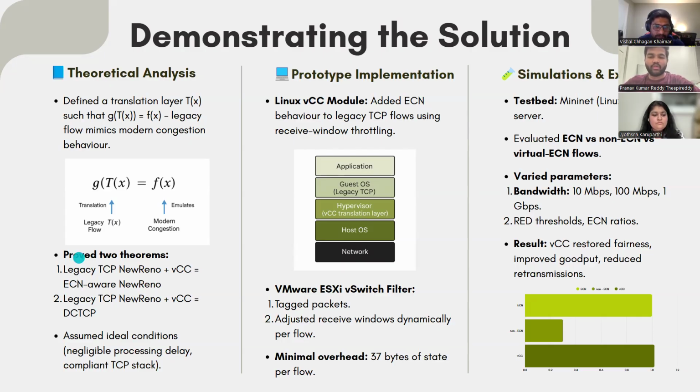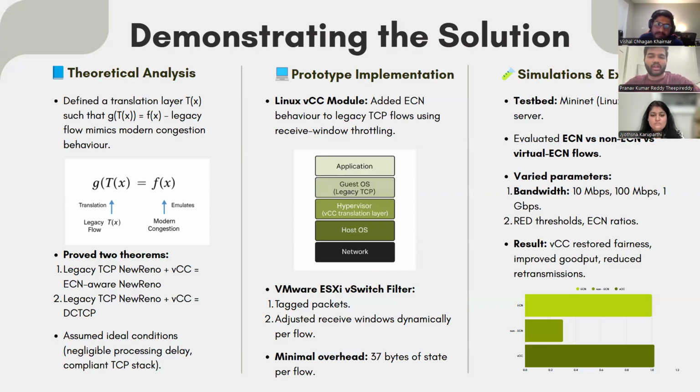Second, coming to the prototype implementation, they built this translation layer within the Linux kernel using Mininet, and then inside VMware's ESXi hypervisor using the virtual switch. As you can see in the slides, both the diagrams and the functions. In both cases, they achieved ECN-like behavior for legacy flows using receive window throttling again, all in software and with no changes to apps or hardware.